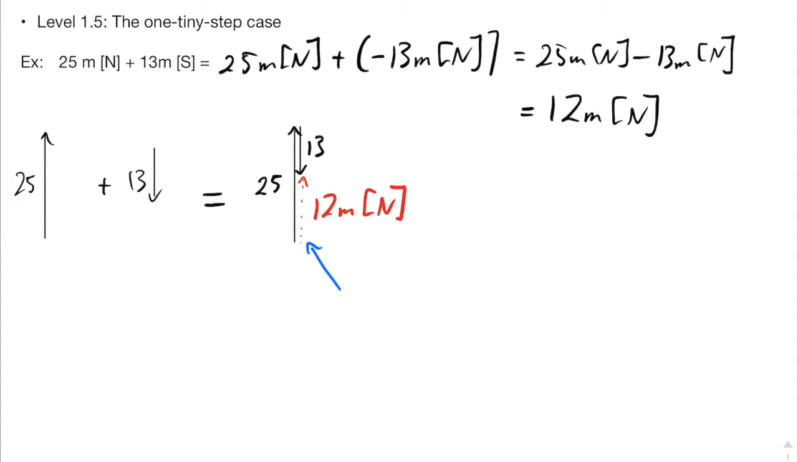This red dotted arrow, that is the answer of our problem, is called the resultant vector. This word resultant comes from the word result, which also means the answer. So another way to say this is the answer vector. In physics, we will call this the resultant vector.